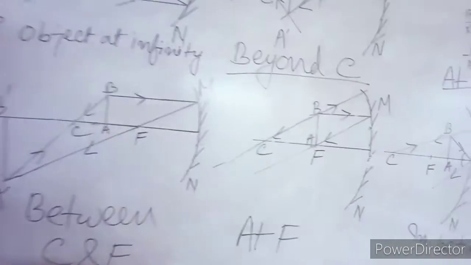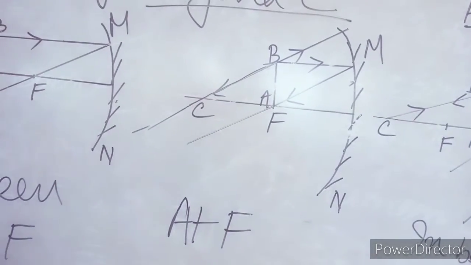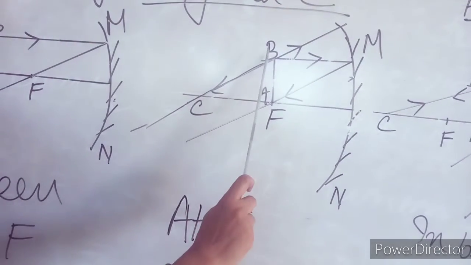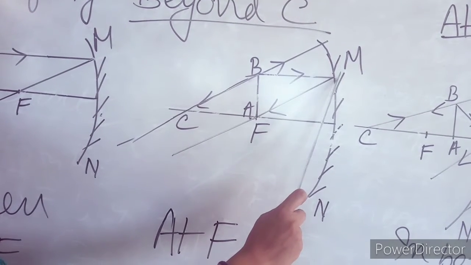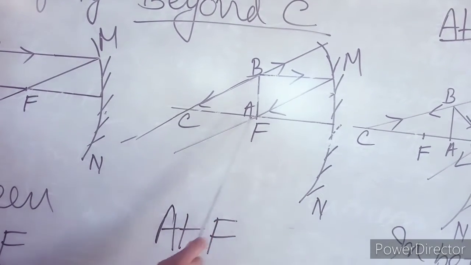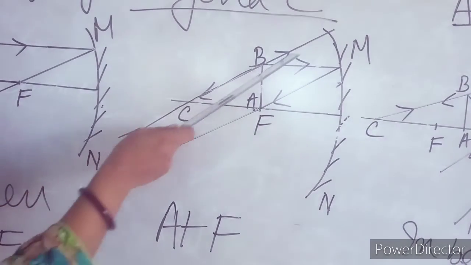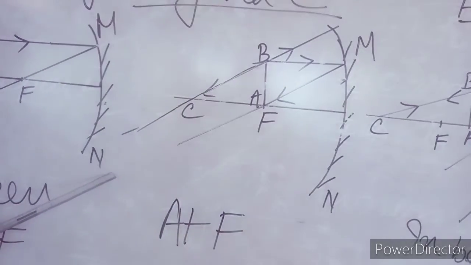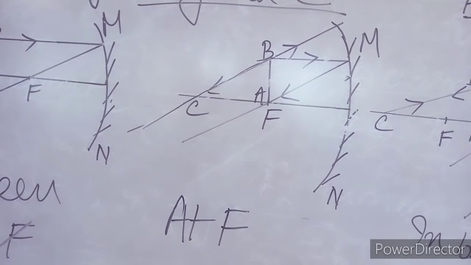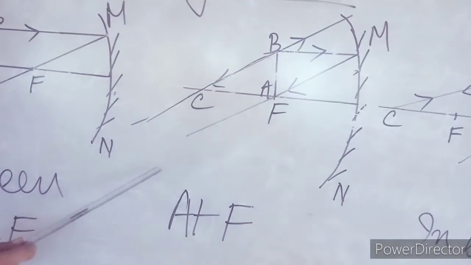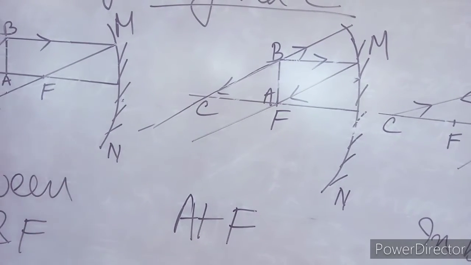Now my fifth case. When the object is at infinity, this is the object AB which is at infinity. The ray coming from the point B, coming straight parallel to the principal axis, after reflection passes through the focus. The second ray passes through the center of curvature and returns back through the center of curvature. Now these two rays are going to meet at infinity. This is a reflected ray and this is a reflected ray. Where will they meet? They will meet at infinity.